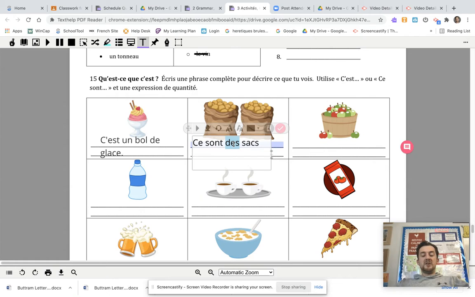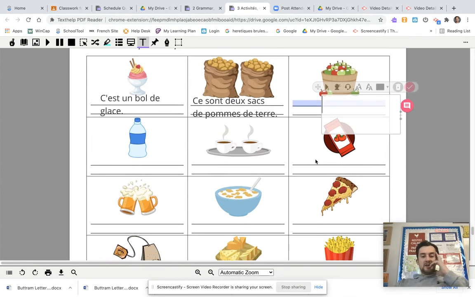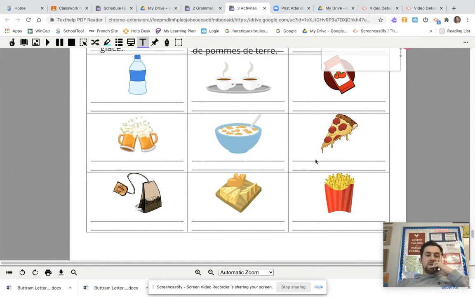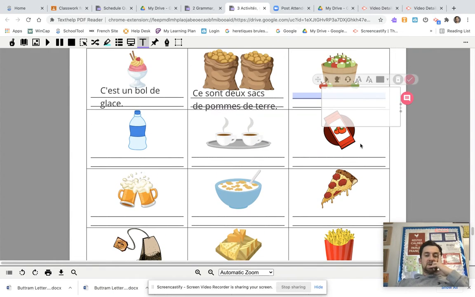There are some bags, or there are bags. You can also say il y a deux sacs. So there might be a little bit of variety in your answers. And then de pommes de terre, of potatoes. D'accord? So yeah, I think that should be pretty straightforward.